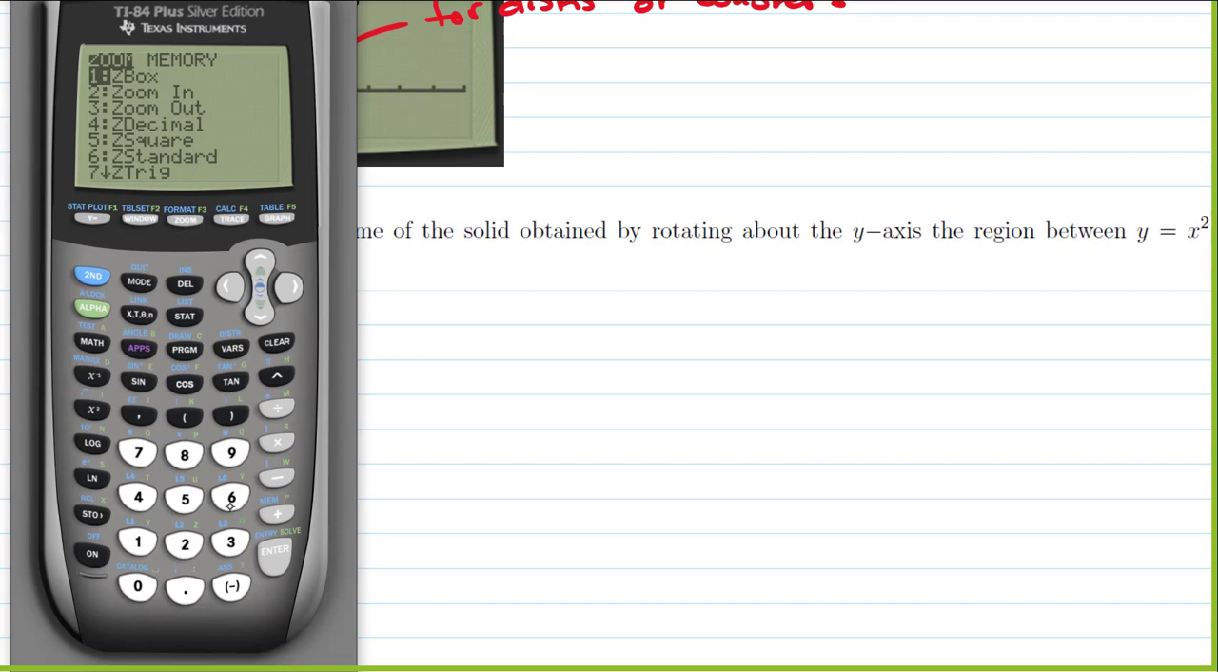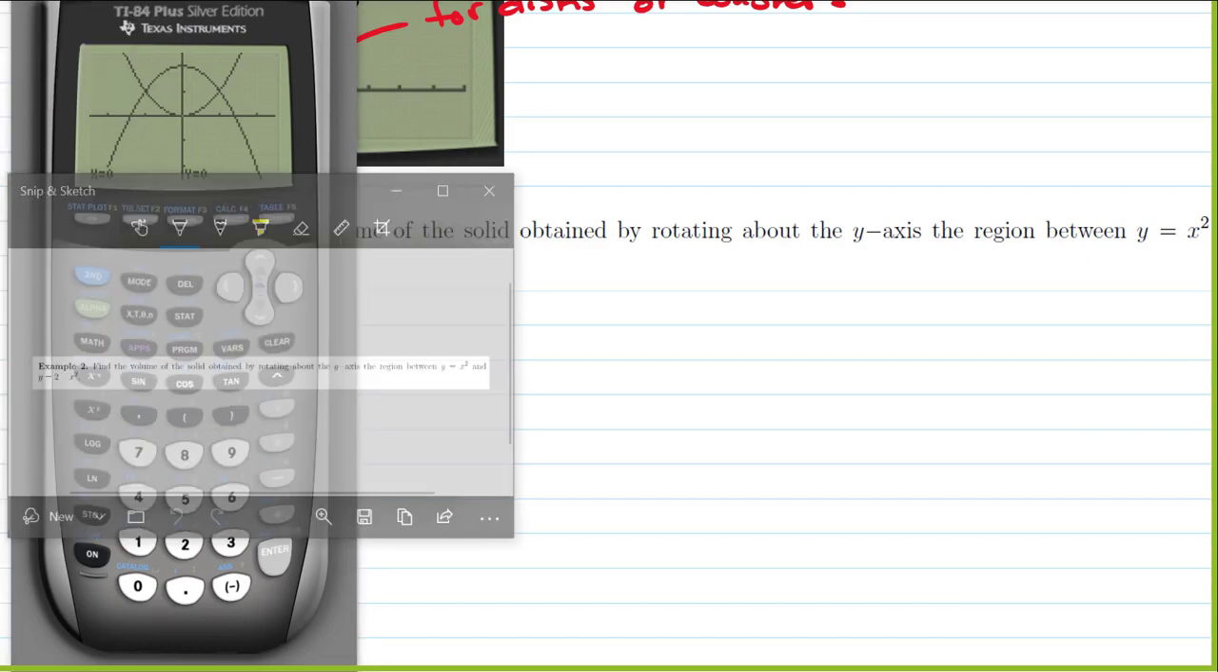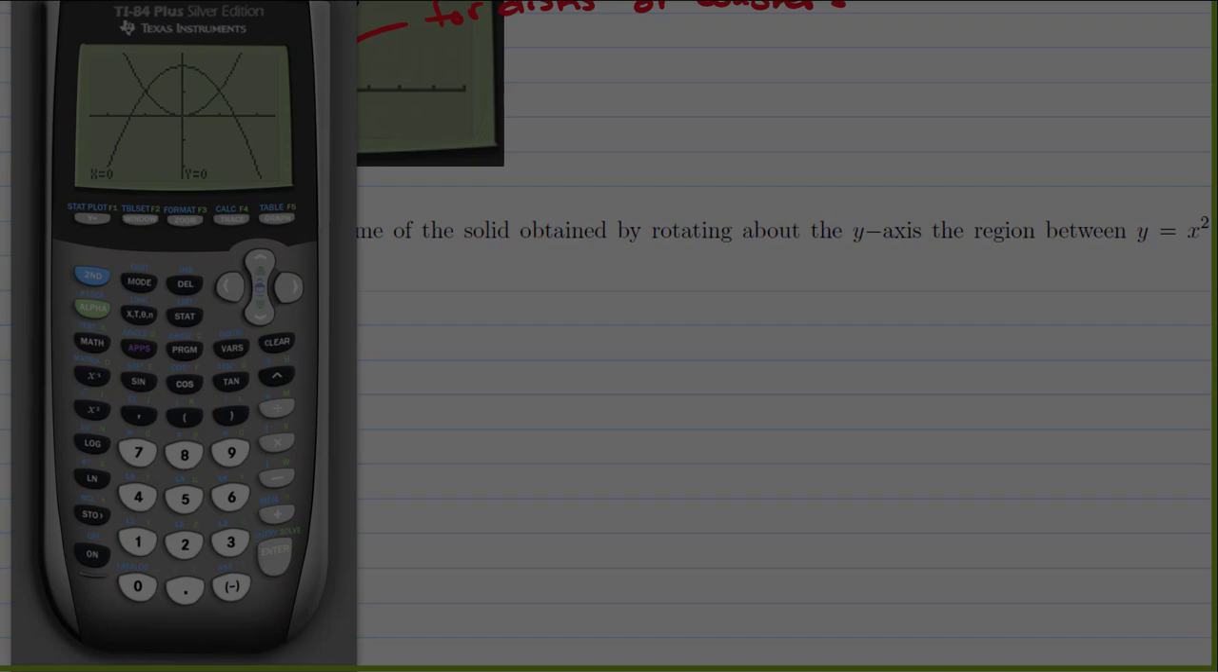So I'm going to go zoom and 6 to get back to my standard window. So there's my region. So once again, I am going to zoom in. So let's just go zoom 2 and press enter to zoom in. See what we get. So our region looks something like this.